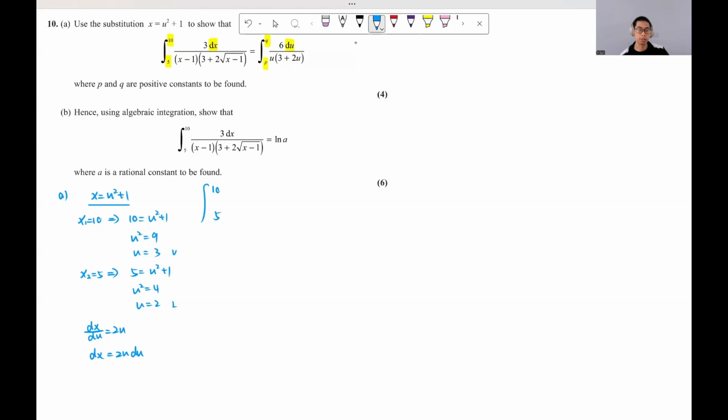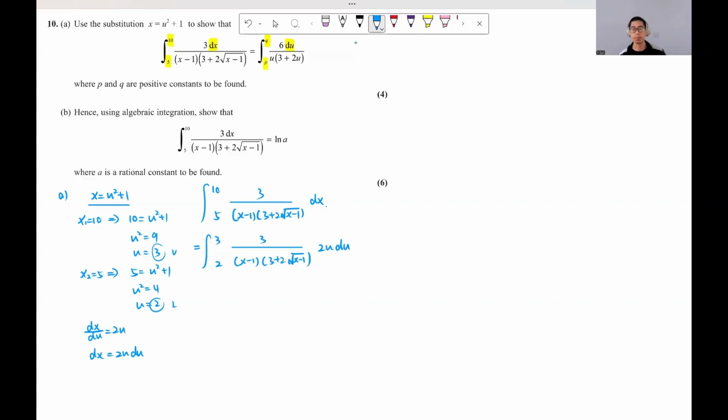So first, let me just write down the original expression. First step, I will change the limits, because as long as I change dx in terms of du, the limits will become u values. So the limits before were 10, 5, so after should be 3 and 2. So top one will be 3, bottom one would be 2. And then 3 over x minus 1, 3 plus 2 root x minus 1, so the same. And I change dx in terms of du, so 2u du.